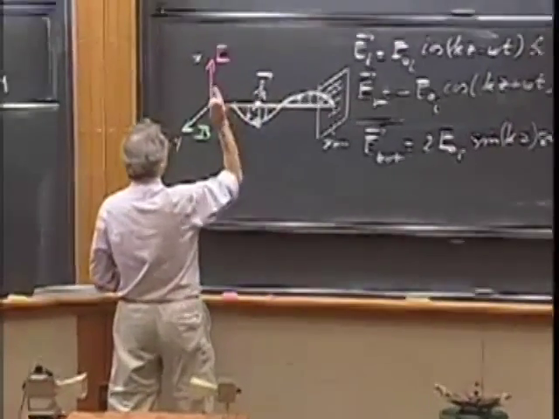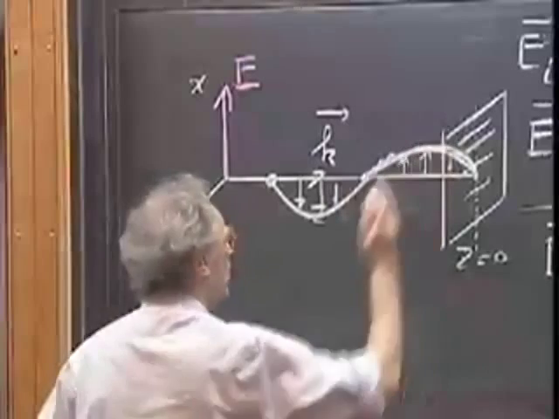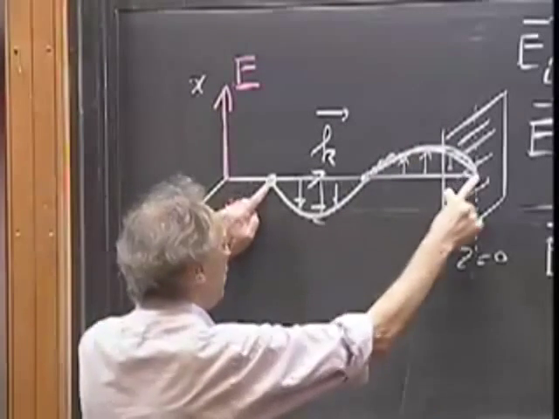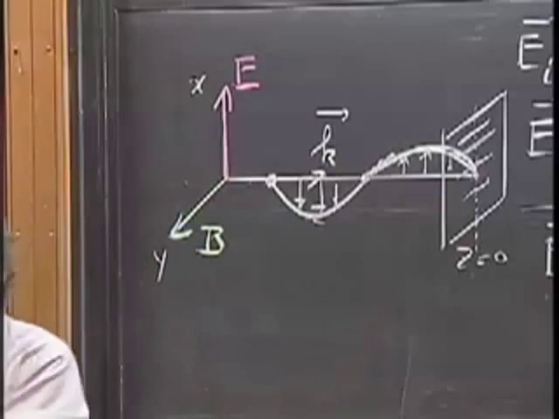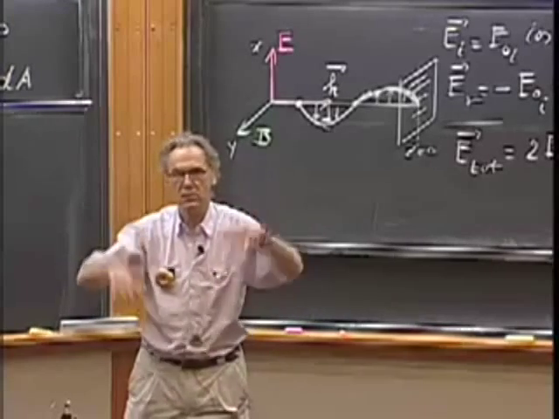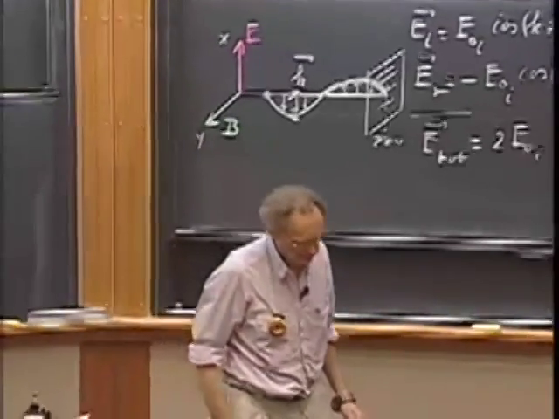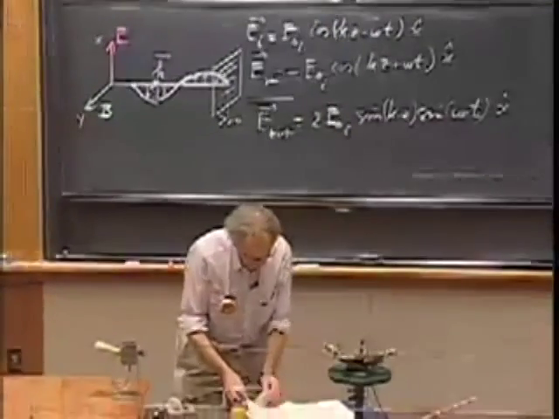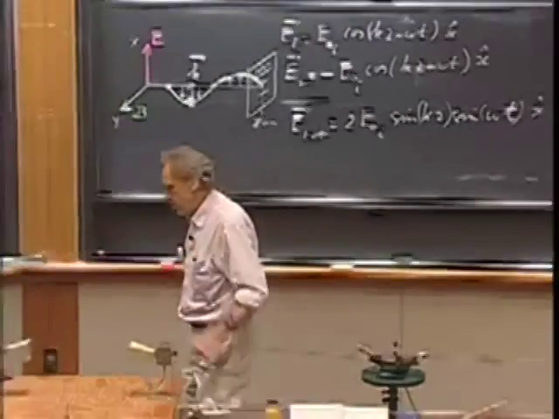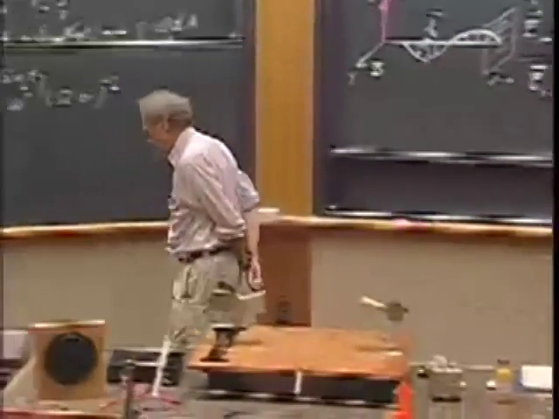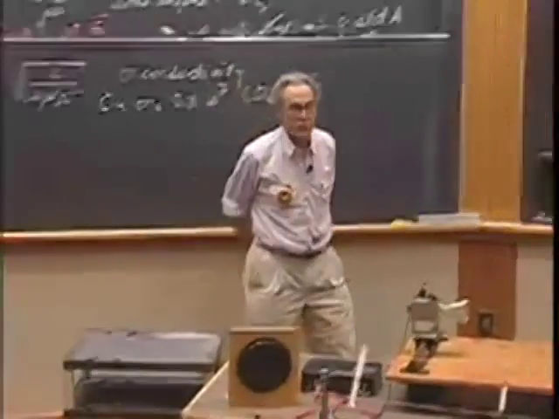So this is a nodal surface. This is a nodal surface. This is a nodal surface. This is the wavelength. And the E vectors go like this. Nothing is moving anymore in this direction. It goes like this, a standing wave with nodal surfaces. So this standing electromagnetic wave has an electric field which is standing.